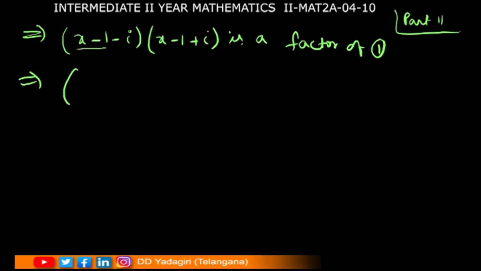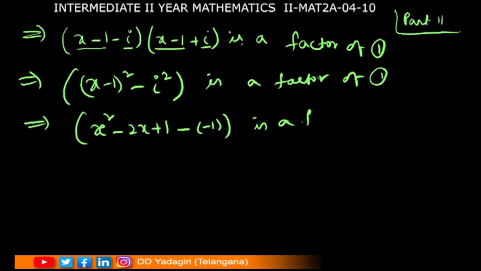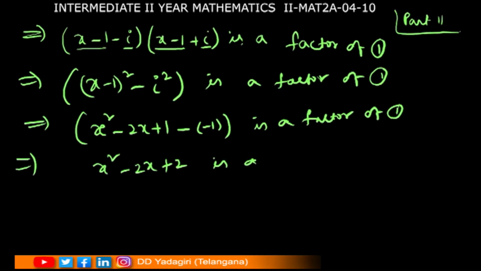Okay. What is this? Let this be A, let this be B. A minus B into A plus B is A square minus B square. Is a factor of equation 1. What does this imply? A minus B whole square formula. x square minus 2x plus 1 minus of minus 1 is a factor of equation 1. This implies x square minus 2x plus 2 is a factor of equation 1. So, I have to find the remaining factors to solve the equation.